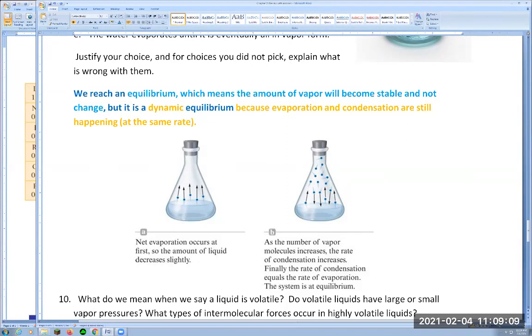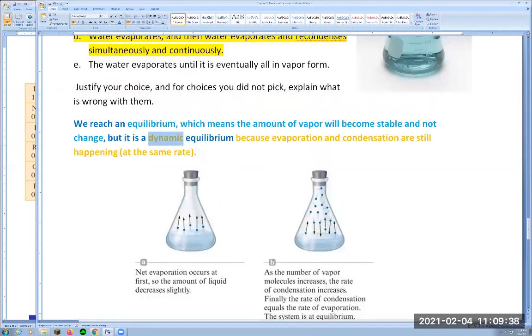Where the amount of vapor stays the same, the amount of liquid stays the same, but it's a dynamic equilibrium because it's still happening. Evaporation and condensation are still happening at the same time and at the same rate. That's why it's an equilibrium, but it's a dynamic equilibrium here. It is important to understand that it's still happening. Evaporation and condensation are still happening. So that explains this question.